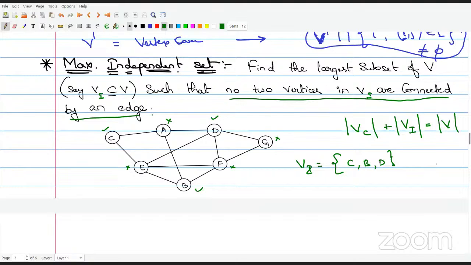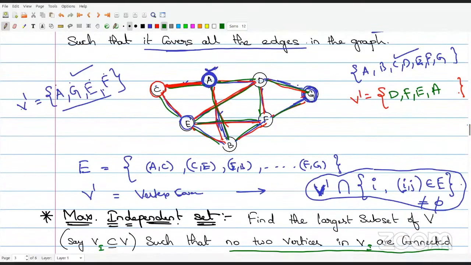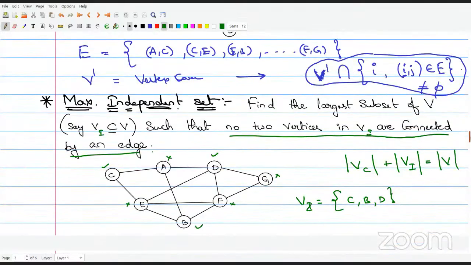If you know how to find the minimum vertex cover, find it and take the vertices which are not in that vertex cover. Here, if you see, AGEF is the vertex cover. So the independent set will be the vertices other than AGEF: C, B, D. We got the same thing. Okay, so this will be an independent set.